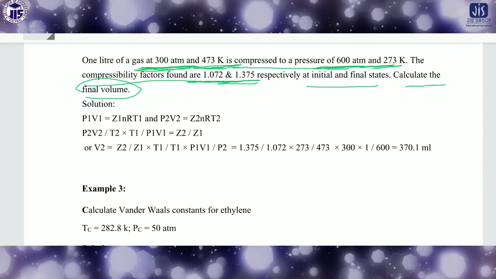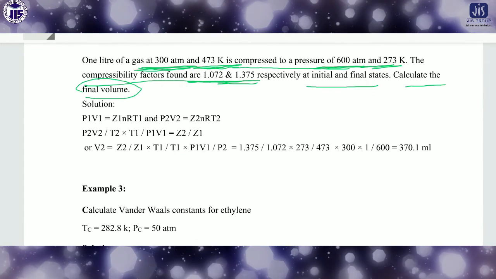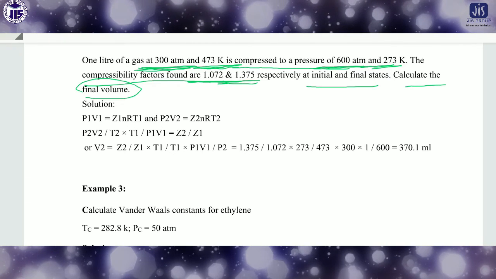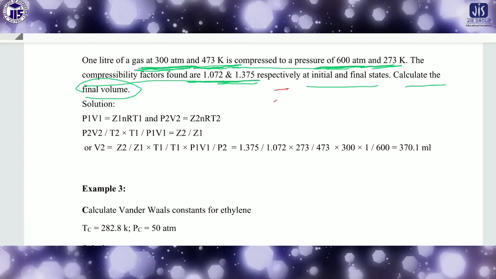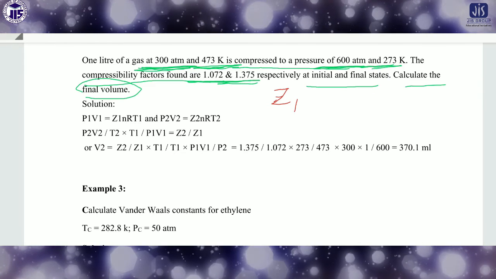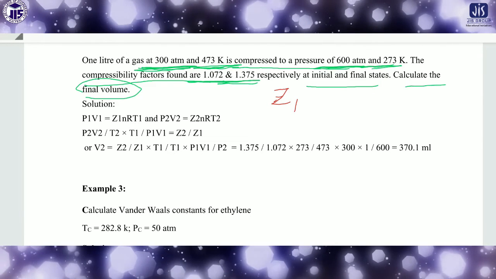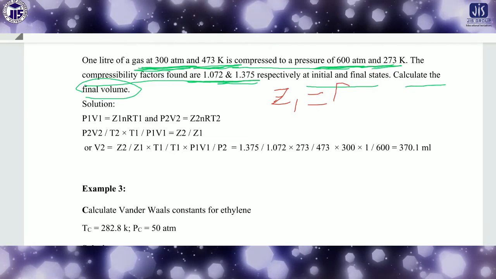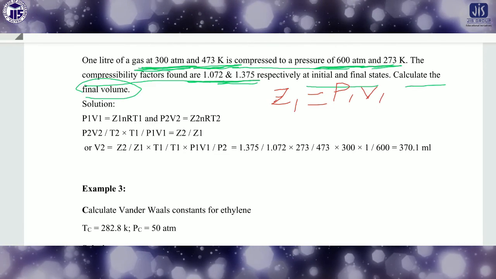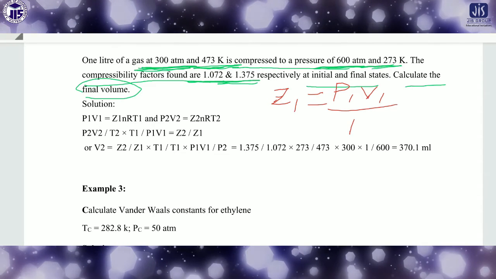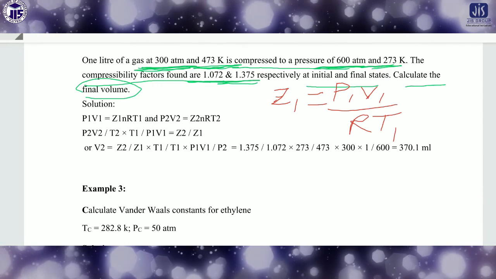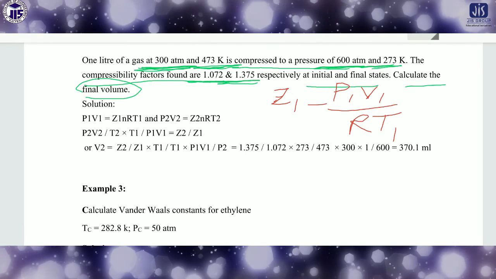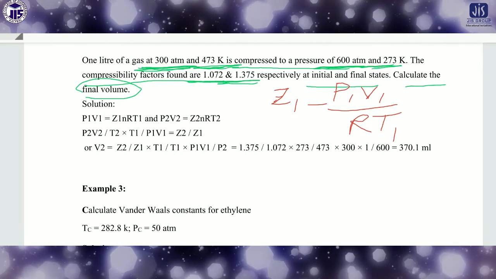For this purpose, first of all, we can write down z1 in this way. There are two cases. In the first case, z1 equals p1 v1 by rt1. We can write it down in this way.